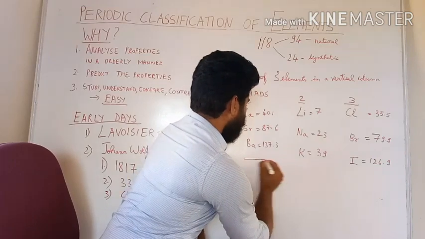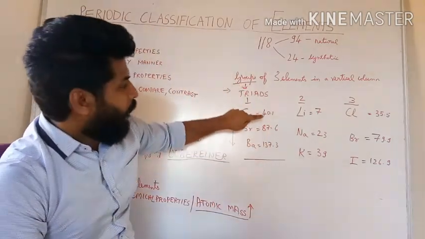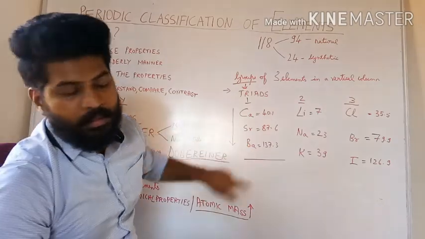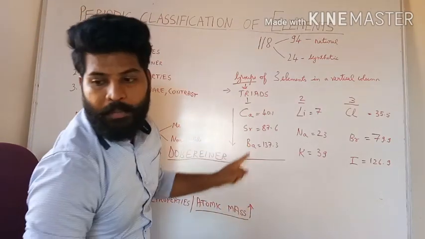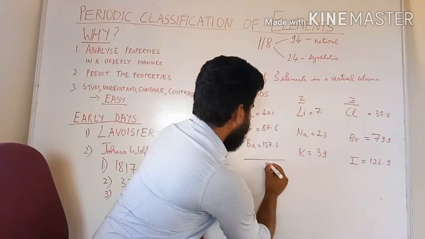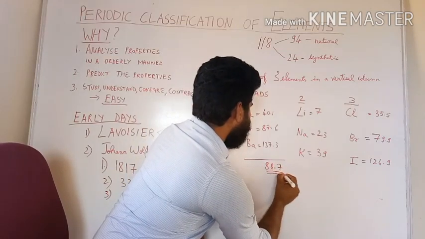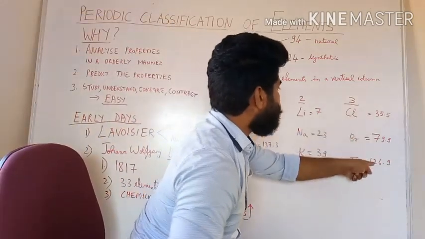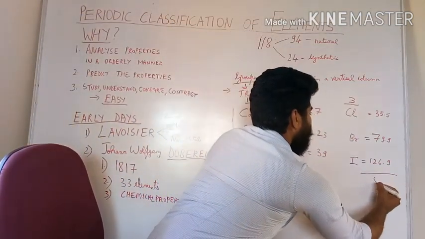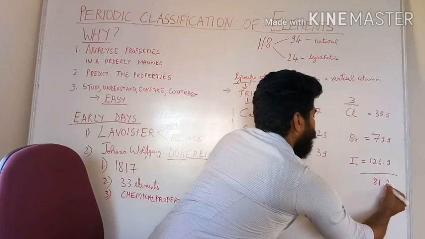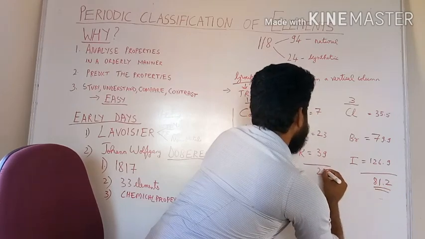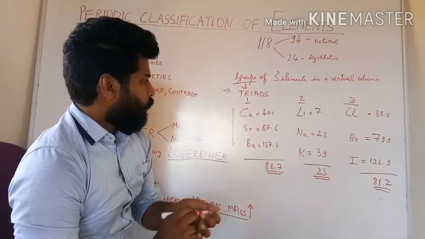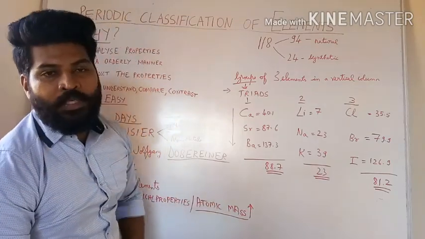In this case, when you add 40.1 plus 137.3, the average atomic mass will be 88.7 of the middle element. Similarly, in this case, when you add up, the average atomic mass will be 81.2. In this case, it is perfectly 23. So that was what Dobereiner observed.